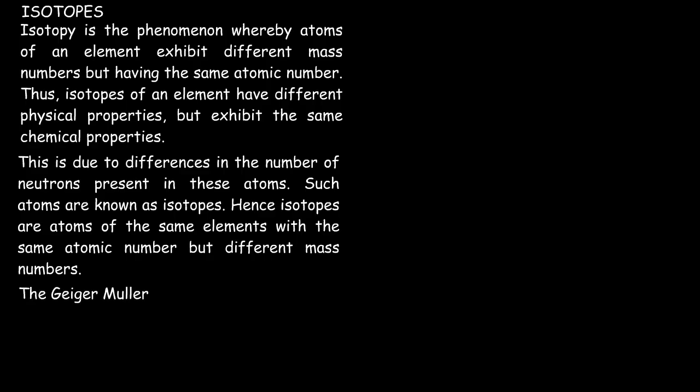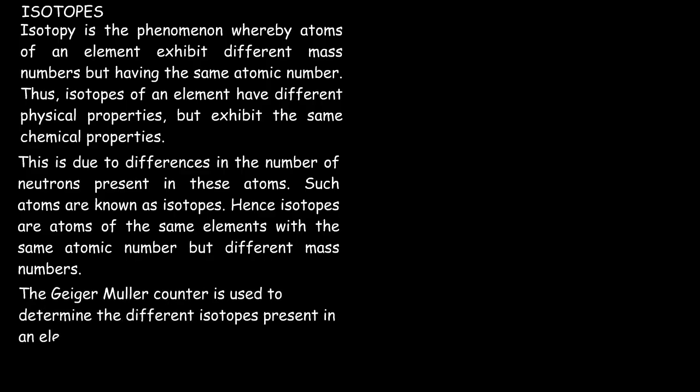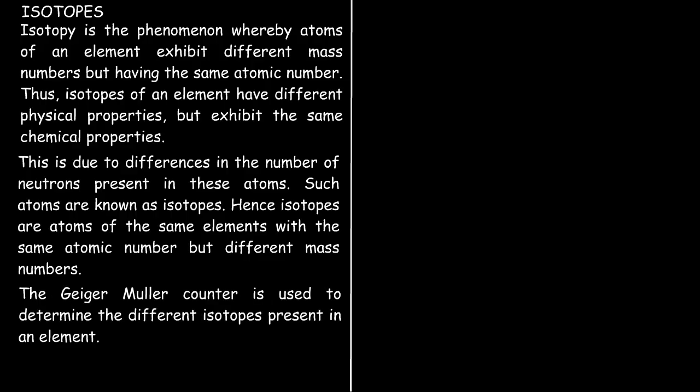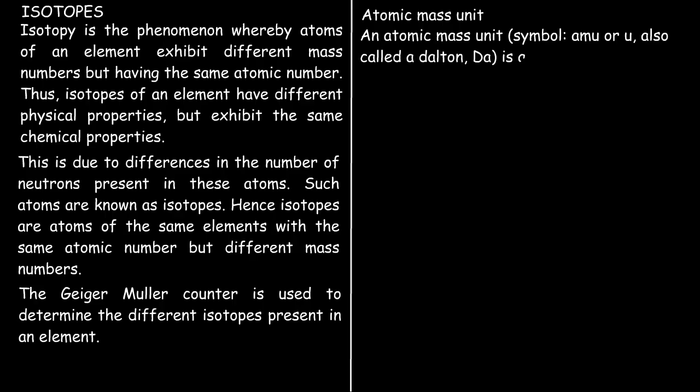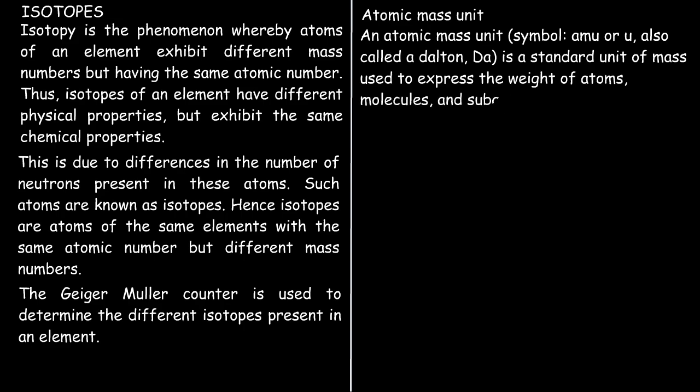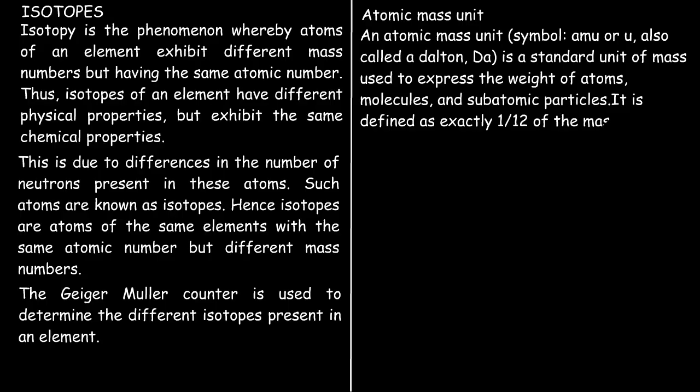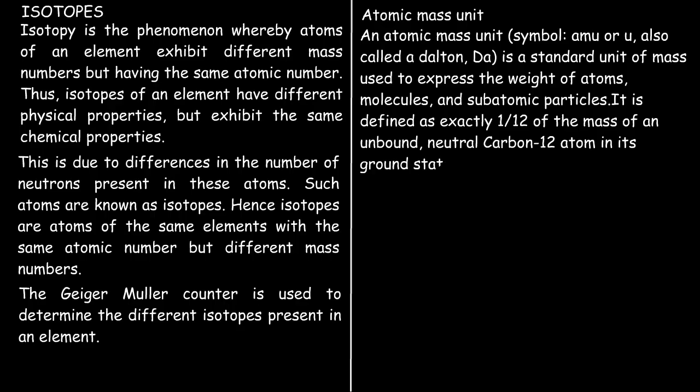The Geiger-Muller counter is used to determine the different isotopes present in an element. Atomic mass unit. Now, an atomic mass unit with the symbol AMU or u, also called a dalton with the symbol Da, is a standard unit of mass used to express the weight of atoms, molecules, and subatomic particles. It is defined as exactly 1/12 of the mass of an unbound neutral carbon-12 atom in its ground state.